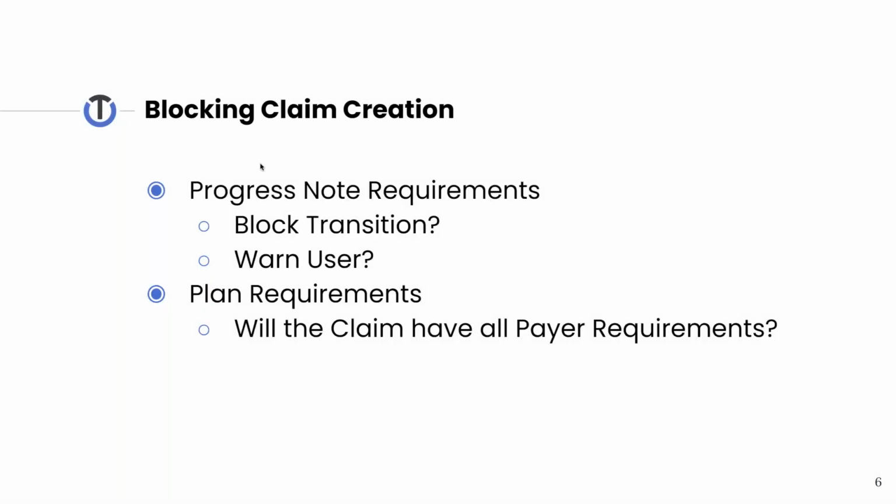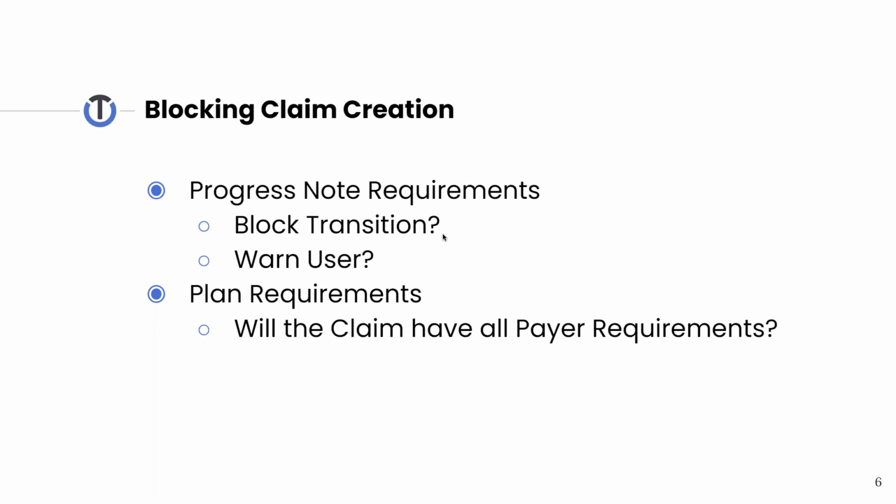Okay, if we want to block a claim from being created for certain reasons, we can do that. So program requirements in general, or sorry, for progress notes. We can block on transition, meaning we're not going to let a claim be created if that progress note is not signed by everybody who needs to sign it. Or we could warn the user and say, hey, this appointment doesn't have a progress note. Are you sure you want to proceed?